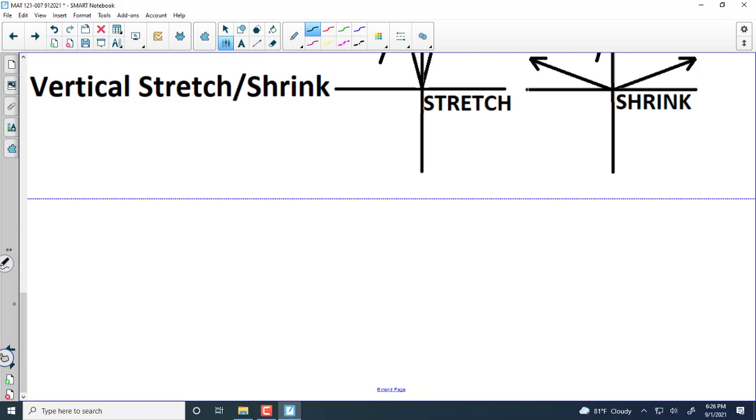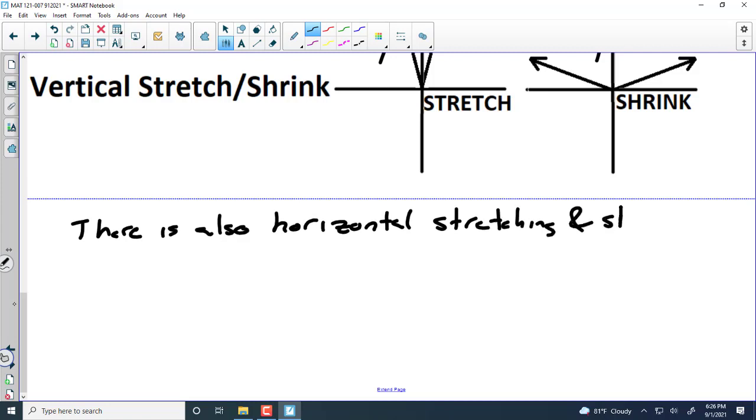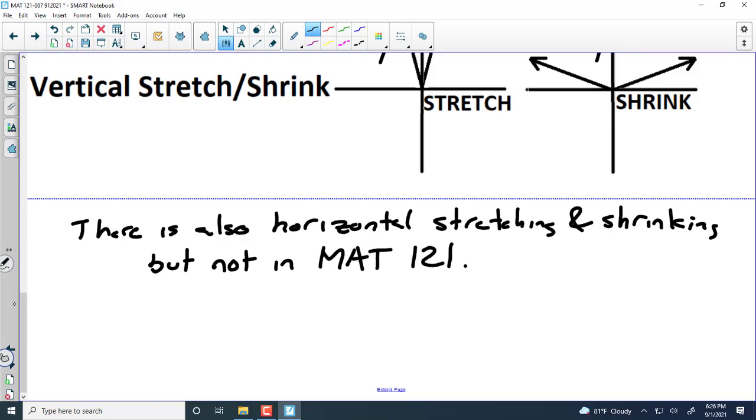A couple comments I want to make about this. There is also horizontal stretching and shrinking, but not in Math 121, the class you're in right now. So if you're getting help later from, I don't know, your grandma or your sister who's taken this math class before, and they're saying, well, don't you need to do horizontal stretching and shrinking also? You can say, that is a thing, I know that, but that's not something I do in this class.